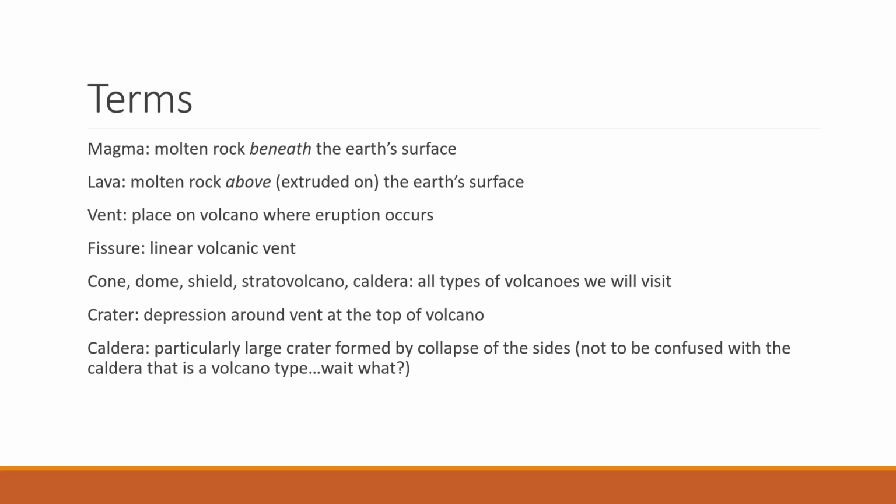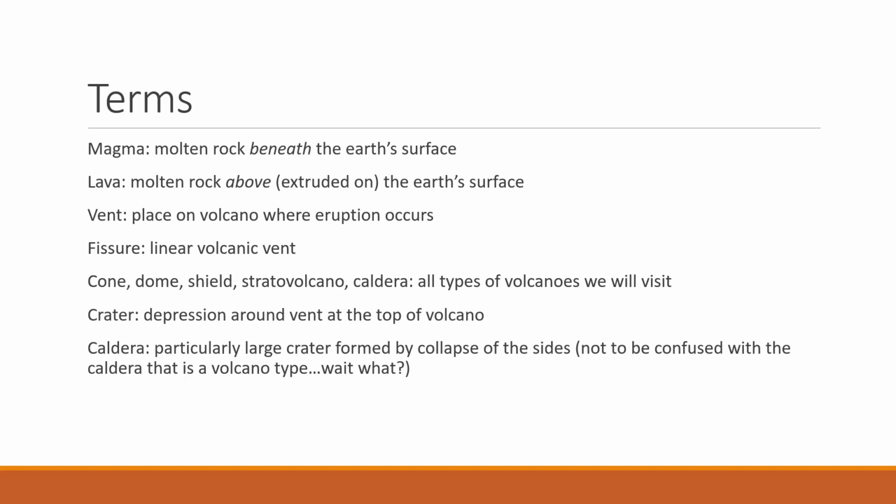A fissure is a type of volcanic vent that is linear. Cone, dome, shield, stratovolcano, caldera. These are all types of volcanoes that we're going to look at today. A crater is the depression around the vent at the top of a volcano. They can be very, very large. In the case of an extremely large crater, they are called calderas. So this is a particularly large crater formed by the collapse of all sides of the volcano.